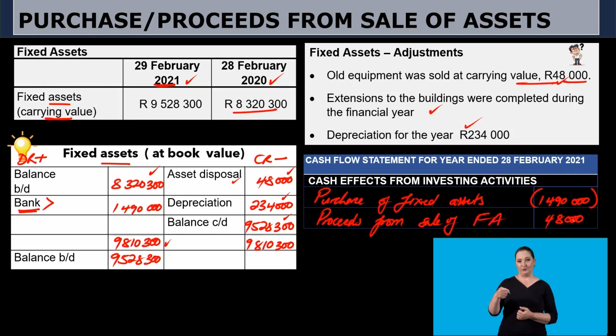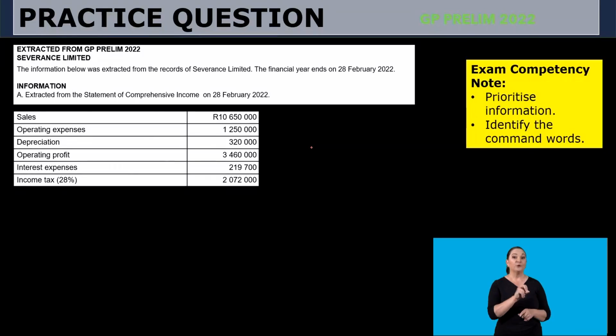48,000. Cash inflow. And then we are done with the changes in our fixed assets. We're given an extract from the Gauteng prelim paper for the year 2022. And here they want us to complete the note to the cash flow statement.